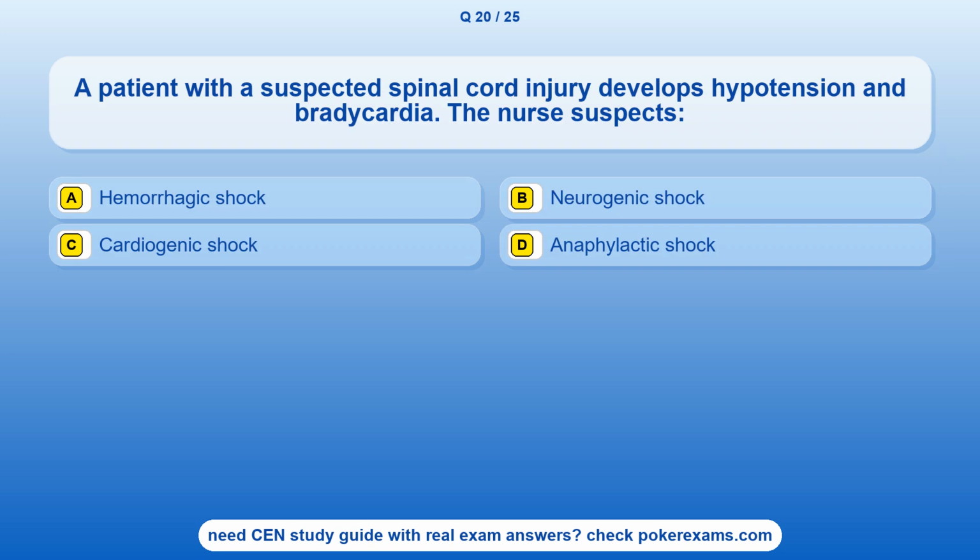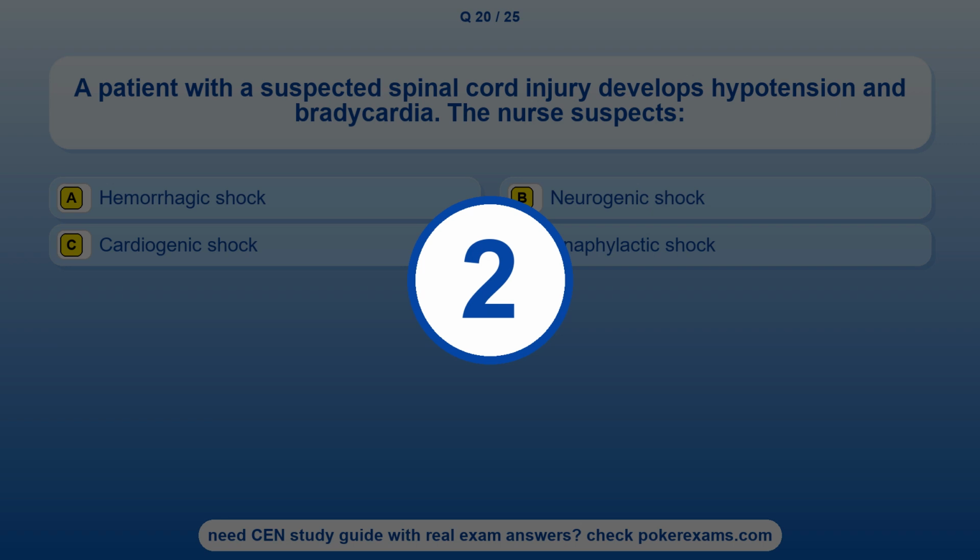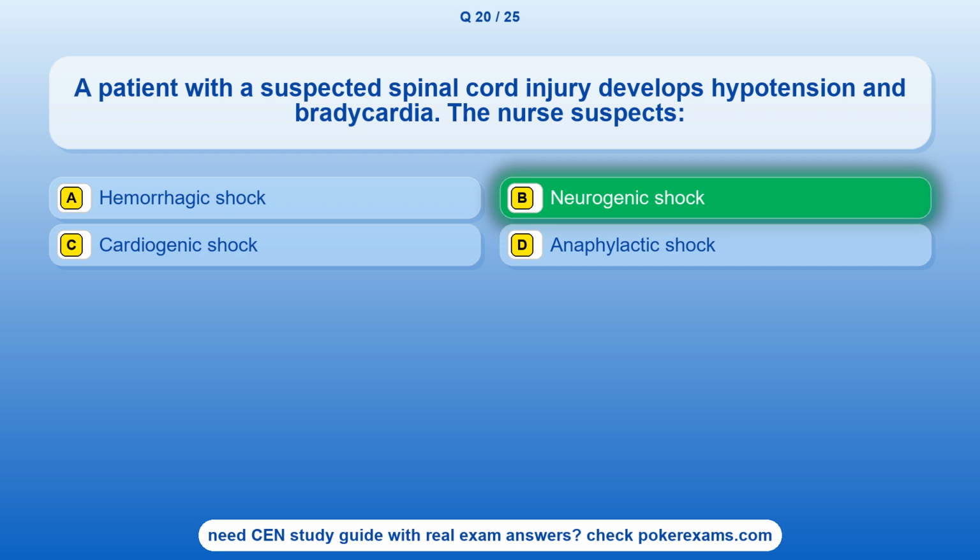Question 20. A patient with a suspected spinal cord injury develops hypotension and bradycardia. The nurse suspects option A, hemorrhagic shock. Option B, neurogenic shock. Option C, cardiogenic shock. Option D, anaphylactic shock. The correct answer is option B, neurogenic shock.